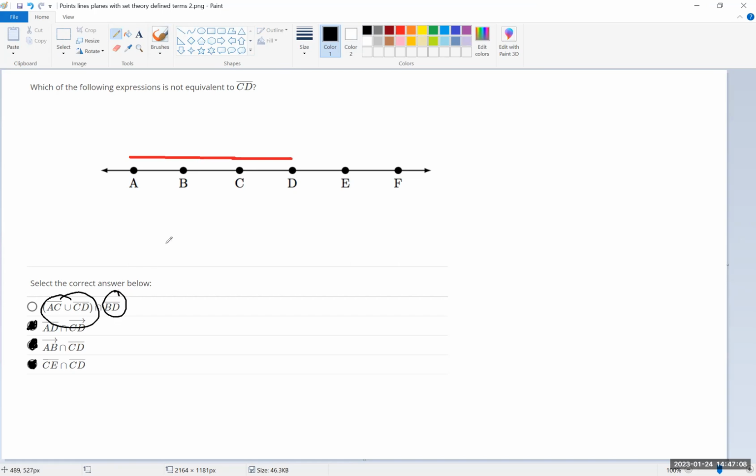Now BD is this segment. Now the green and the red, we're being asked to look at the intersection. The green and the red, they actually have all this in common, which is more than just this. So this is not going to get selected. And that's how you approach these kinds of problems. And hopefully that notation makes a little more sense now.